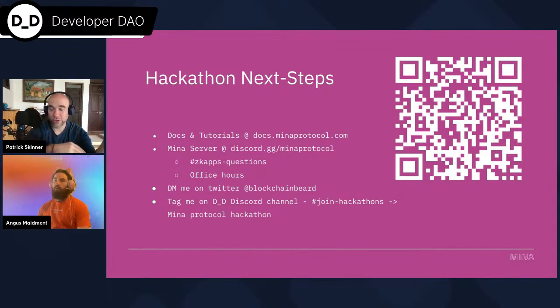And for the prizes, the full prize pool is $10,000 USDC. The overall winners are going to be broken down into first, second, and third. First place will get $1,000 USDC plus 2,500 Mina token. Second place will get 800 USDC and 2,000 Mina token, and third place will get 500 USDC plus 1,000 Mina token.